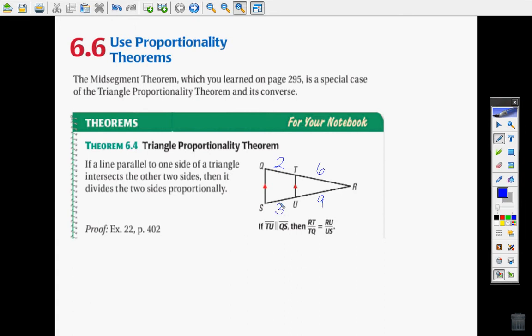So you can see this. This would mean 6 over 2 would equal 9 over 3. And we know that that's true because 3 equals 3. Notice that you can also say RT over RU, 6 over 9, equals 2 over 3. 2 over 3, 2/3. So it'll work either way. You can use your proportionality statements to switch them around.